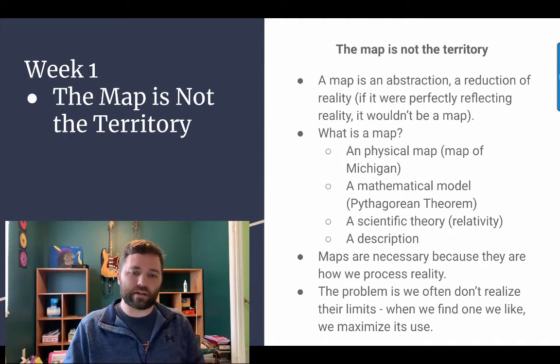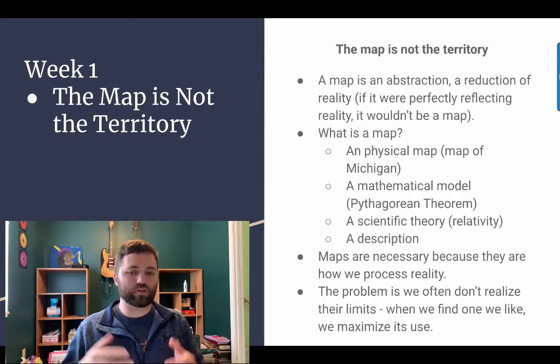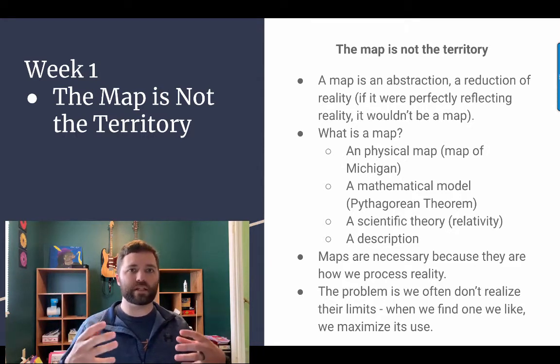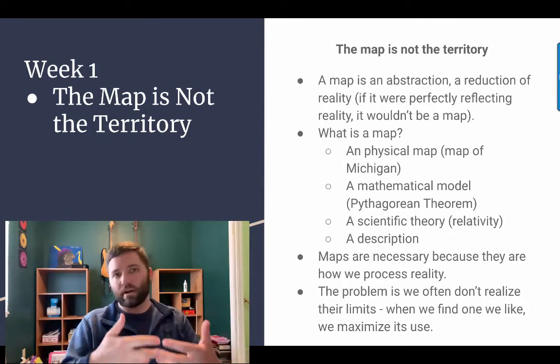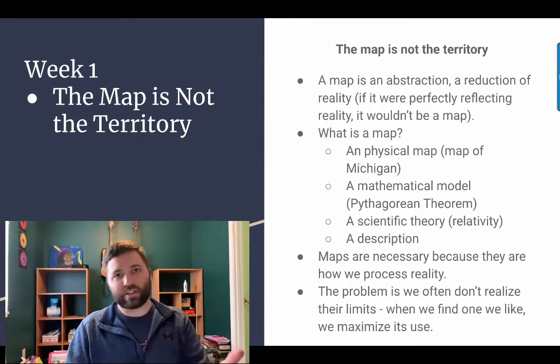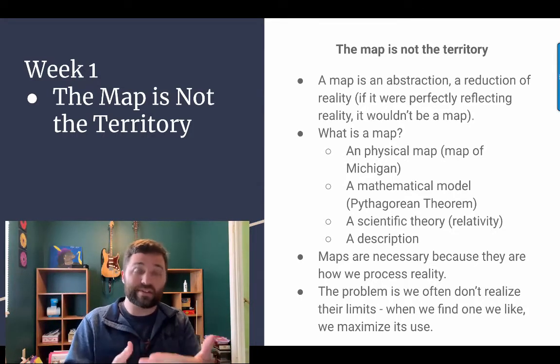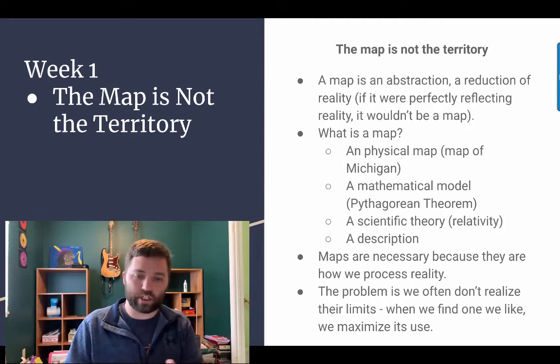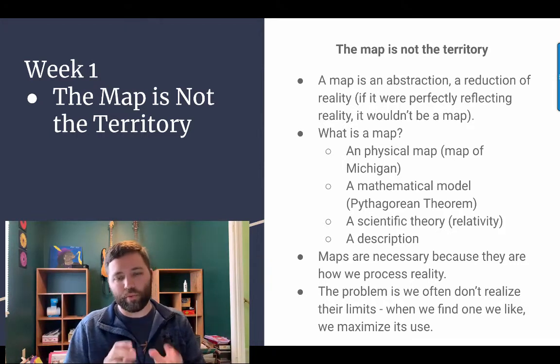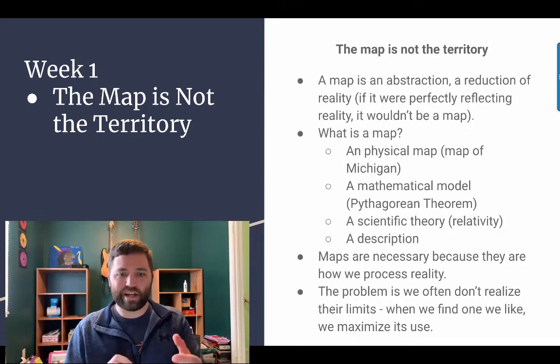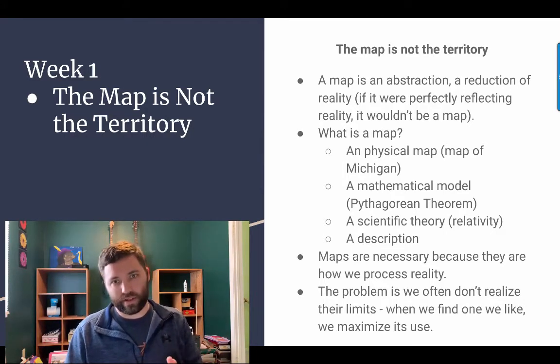And so obviously maps are necessary. They're super useful, and they help us process reality. We don't need to take in all of the data for all of the terrain of the state of Michigan. If we just need the roads, we can just look at the road map, and it's distilled down to the important information. The problem comes in when it's not just an obvious situation like a map of Michigan. It's when we don't realize what the limits of our map are.